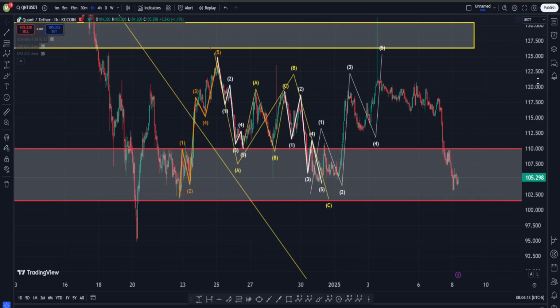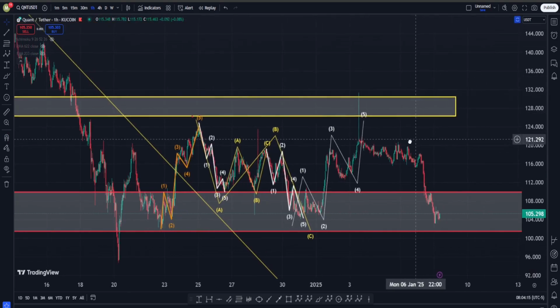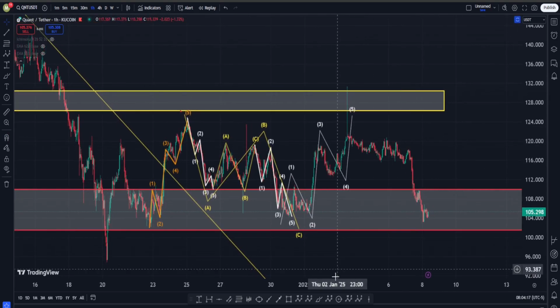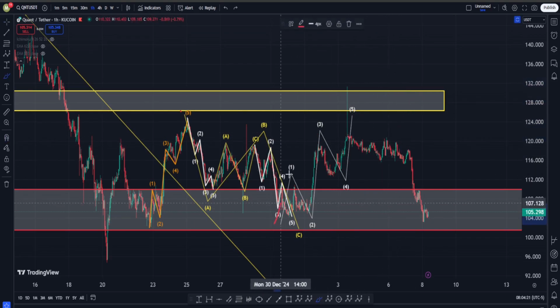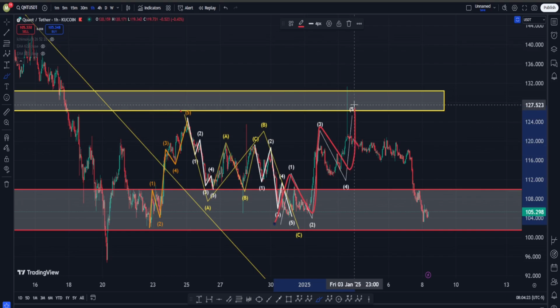Let's get on with our video and see what is happening. So if you remember, the last time that we talked about QNT, we were around these areas and I was saying, well, okay, this can be a 1, 2, 3, 4, 5 wave up, and what we want to see after a 5 up is a corrective movement on the downside.